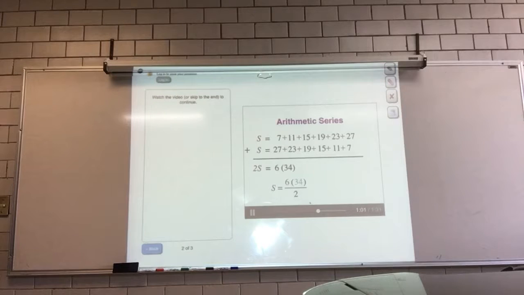To come up with a more general formula, let's figure out where these numbers, 6 and 34, came from. 6 was the number of terms, which we'll call big N. 34 came from 7 plus 27, which is the sum of the first and last terms. If we call the first term A1 and the last term AN, our formula now looks like this. This last formula is very useful, because it works for any arithmetic series. Now try using this formula to find the sum of a longer series.